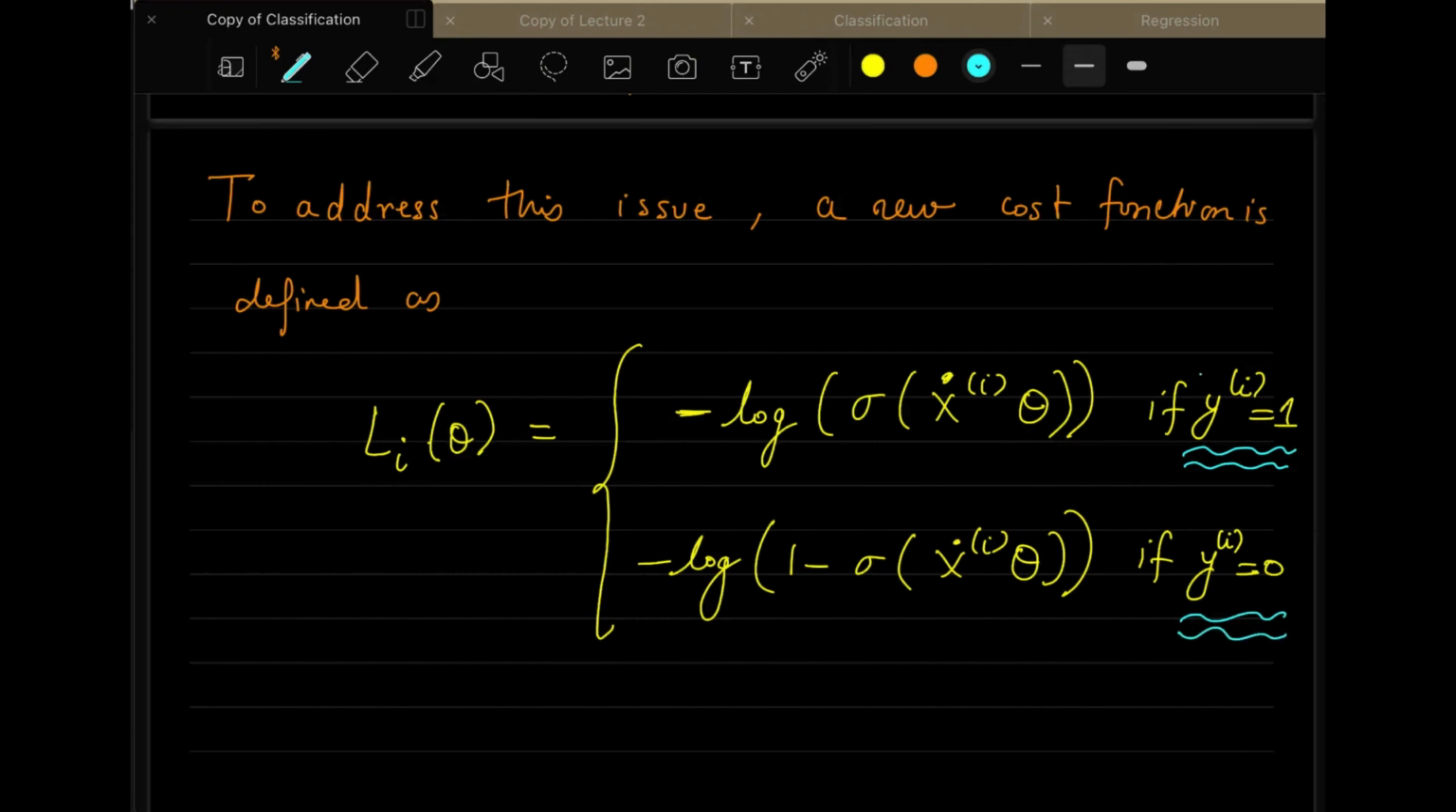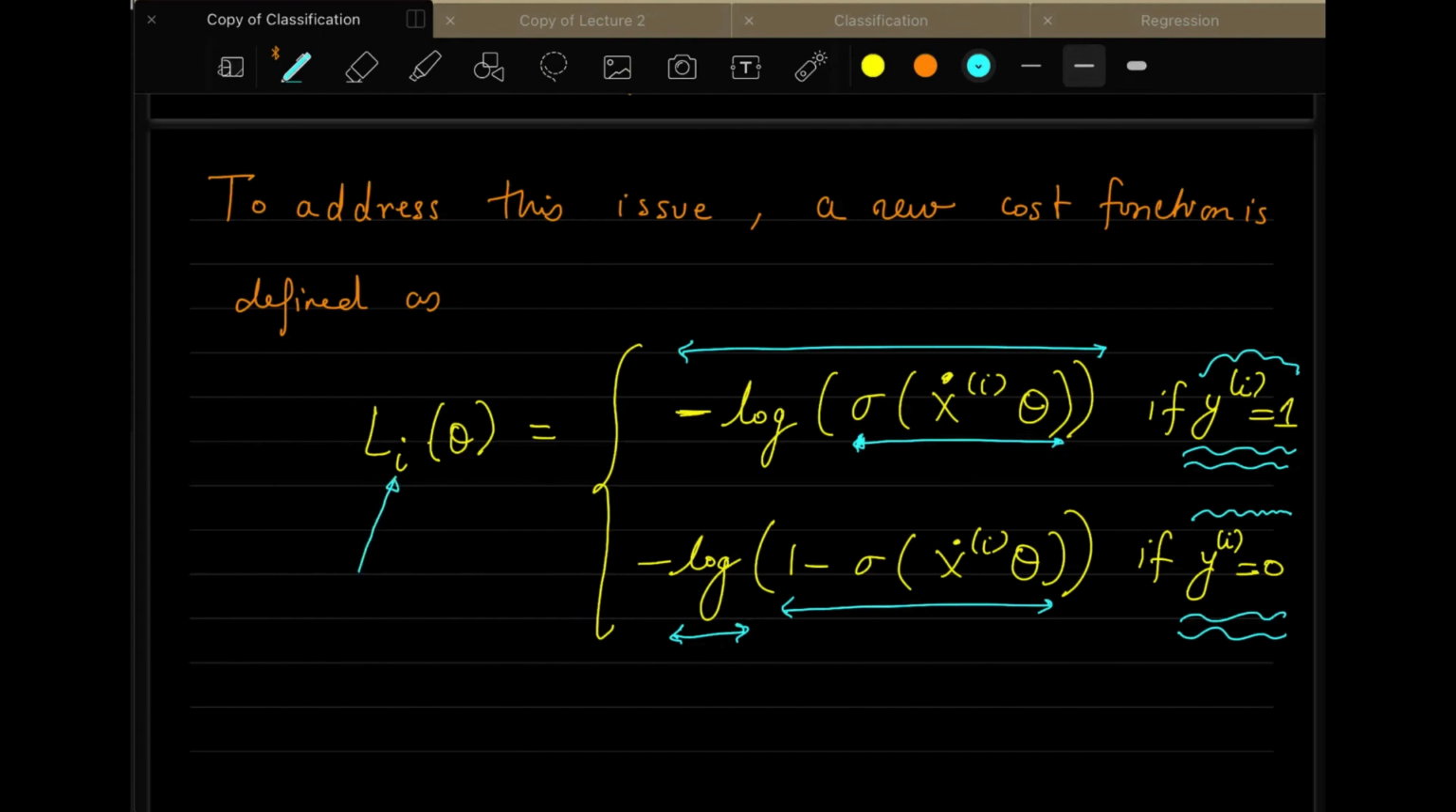In the case when yi is 1, we define a cost function given by this. It is nothing but this, you already know. This is the softmax. Sorry, it's not softmax. This is basically the sigmoid of the hypothesis function which we have already discussed, and then you are applying minus log on this. And when yi is 0, then you are taking 1 minus of this and taking minus log of that. So this is basically the cost function for a particular data point i.